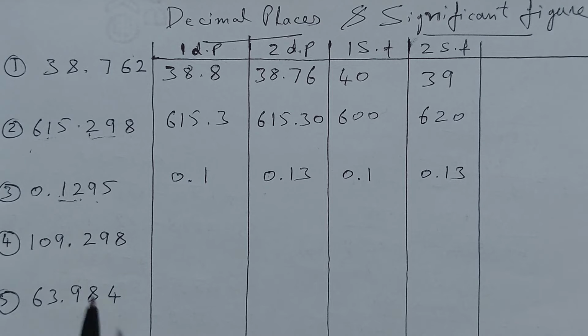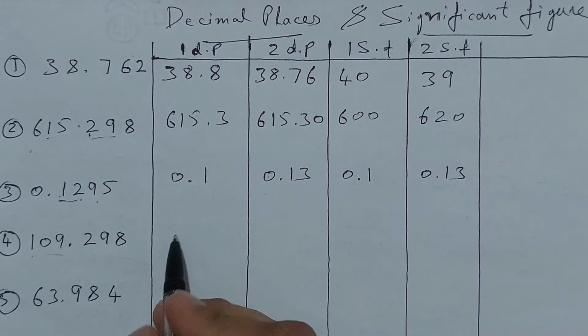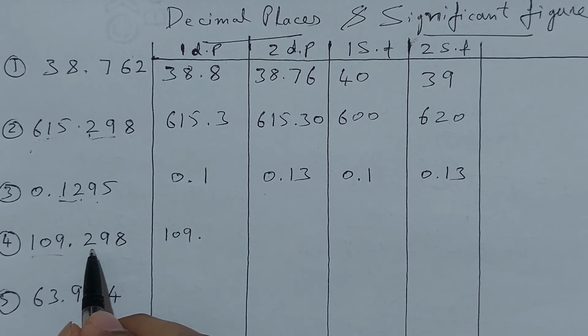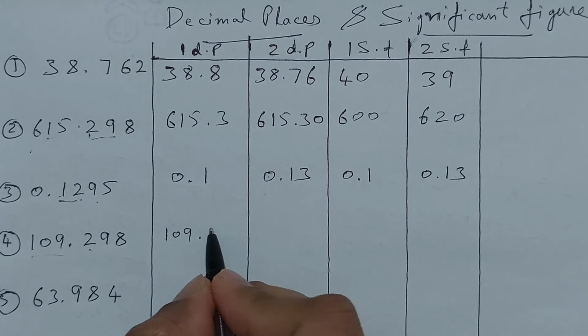Right, the next one is this 109, one DP, so they won't change, it will remain the same. Now here, before we write down two, look quickly at that. It's 5 and above, so it's bigger. It'll become 1 up.